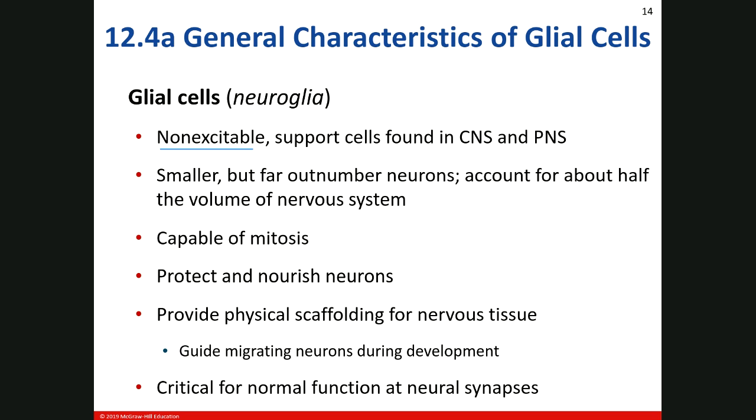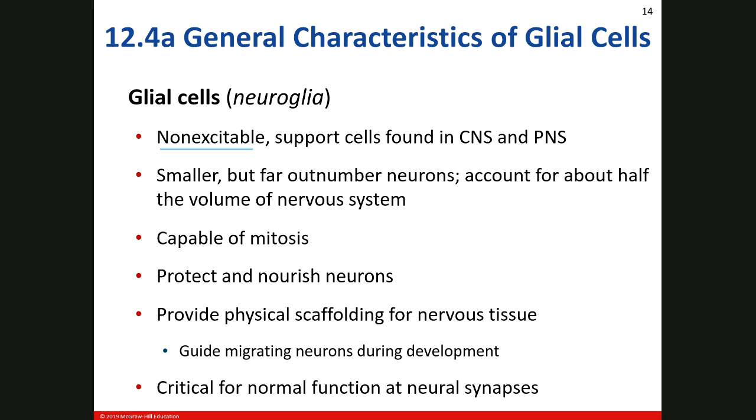Big difference between these cells is that neurons are amitotic. They can't divide, but these guys can, and they can actually regenerate if they become damaged. Neurons have a difficult time. Central nervous system neurons have a hard time regenerating, okay?